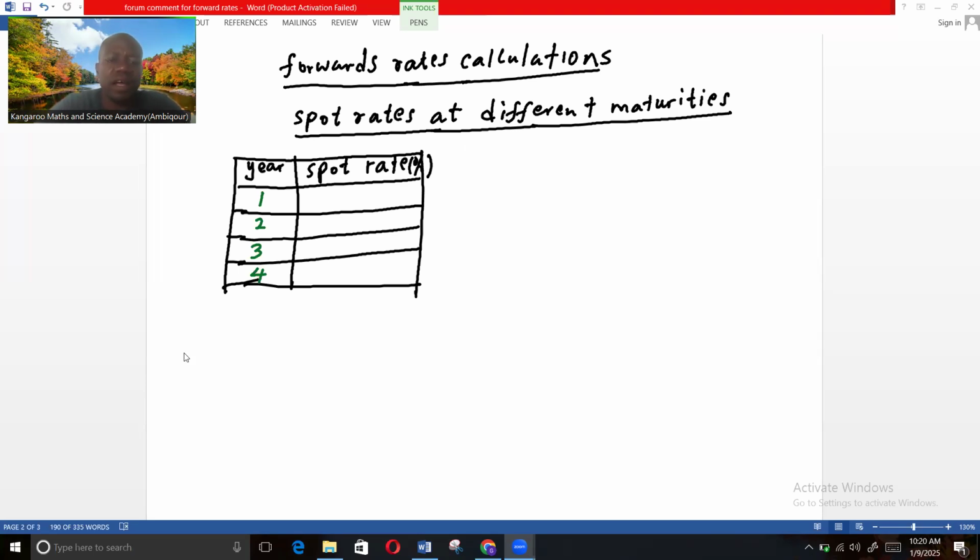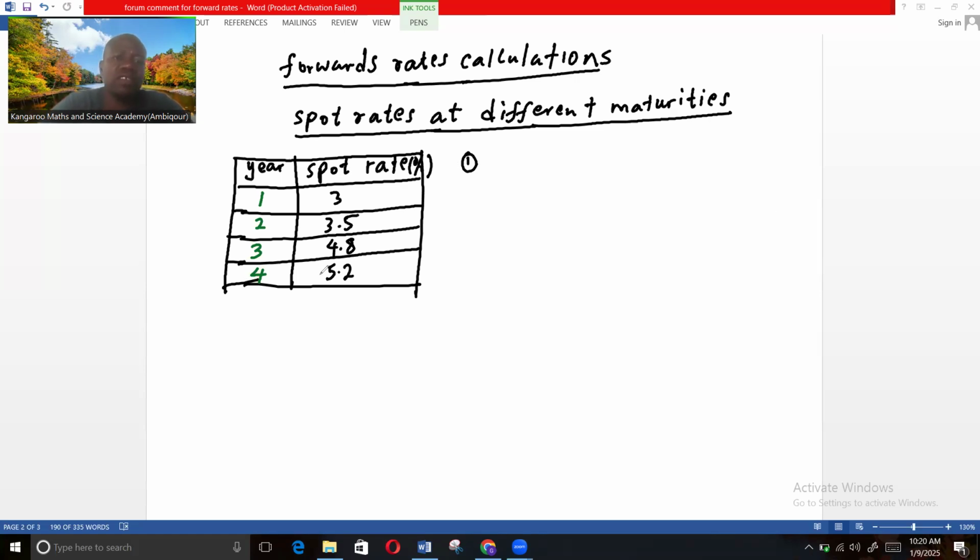All right, let's say, for example, that we are told that the 1 year spot rate is 3%, and the 2 year spot rate, let's assume, is 3.5%. The 3 year is, let's assume, 4.8%, just as an example. Then the 4 year is, let's say, 5.2%. Then we are asked to calculate the forward interest rate.